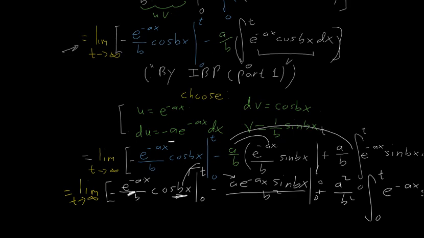Over here now, substituting t in everywhere, e to the negative infinity goes to 0, and at the lower limit of integration t is 0, so that collapses completely. And then we're just left with the a squared over b squared. Let me substitute that in.